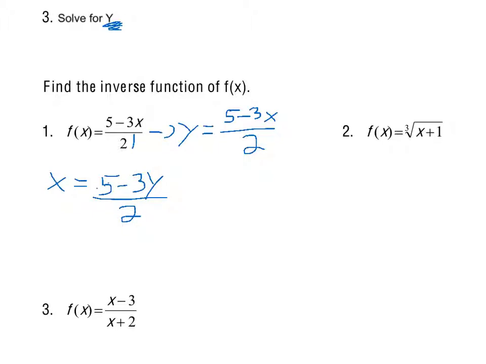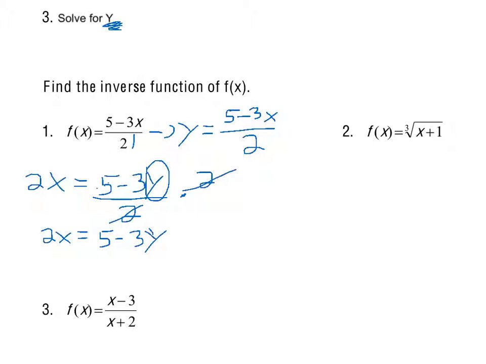Now I want to get rid of the fraction. I want to solve for this y, so I want to get it by itself. First thing I'm going to do, I'm going to get rid of the fraction. I'm going to multiply both sides by 2. When I do that on the right side, these 2's cross cancel. Then I multiply the left side by 2. So then I have 2x equals 5 minus 3y.